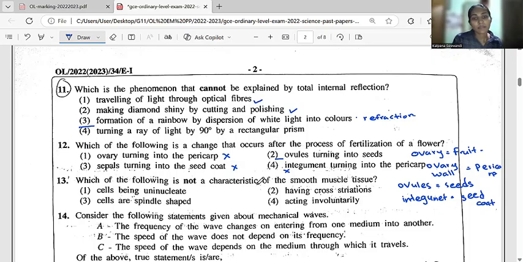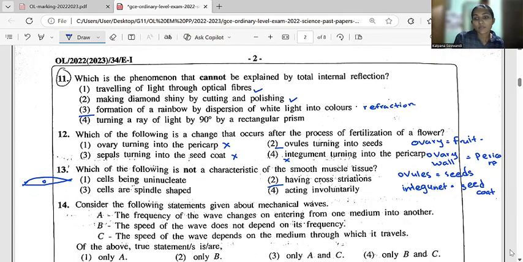Which of the following is not a characteristic of smooth muscle tissue? In animal cells, when we talked about animal tissues, there are three kinds of muscle tissues. Those are smooth muscle tissue, skeletal, and cardiac muscle tissues. The smooth muscle cell has this shape. They are uninucleate and have a spindle shape. And cross striations are absent. Cross striations are present only in skeletal tissues and cardiac tissues. So the answer, the one that is not a characteristic, is the second one. And smooth muscle tissues act involuntarily.